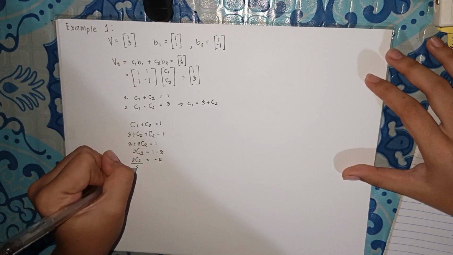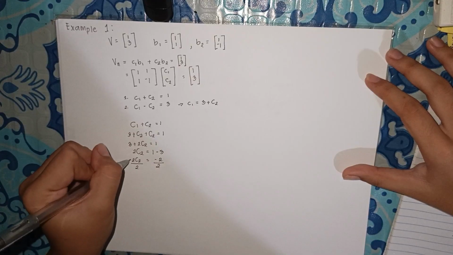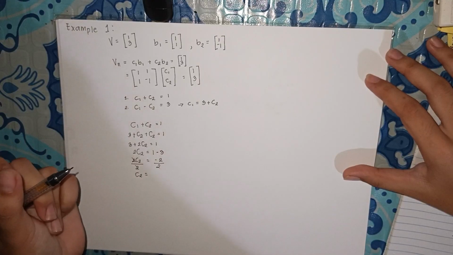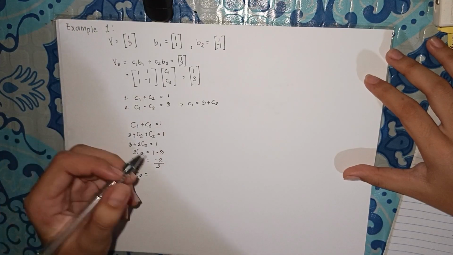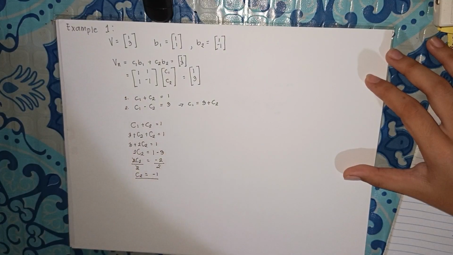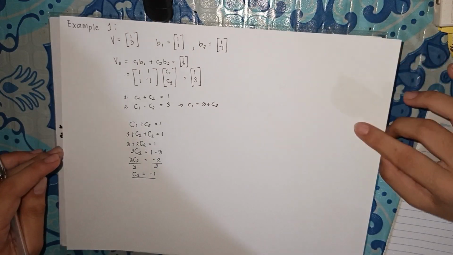So, divide both sides by 2. So, cancel 2. So, the value of C sub 2 is negative 2 divided by 2 is negative 1. So, nanatay value sa C sub 2.